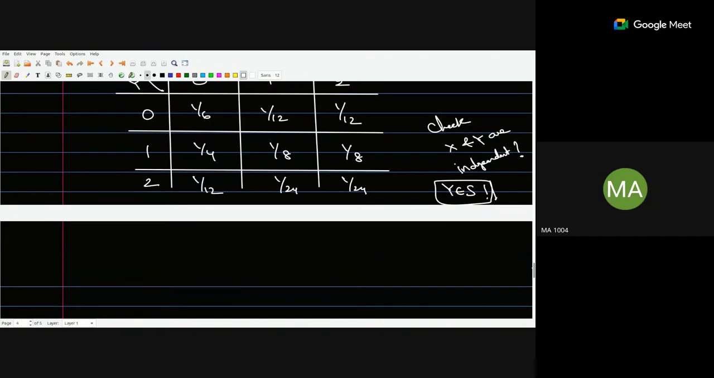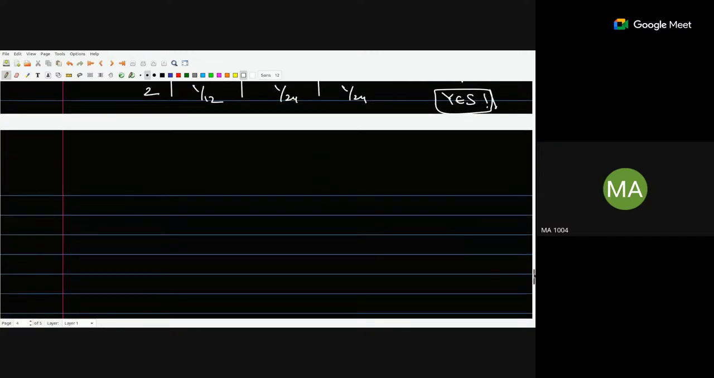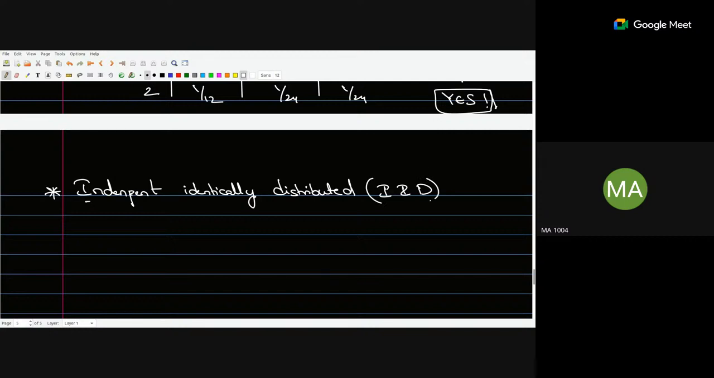I spent much more time on independence because this will act as the base stepping stone for the most important and most haunting topic for today, which I guess many would have guessed: independent, identically distributed random variables. In short, it is called IID. It's just three letters, but trust me, this will haunt you till week 12. Not even week 12, it will haunt you your whole life if you want to become a data scientist.